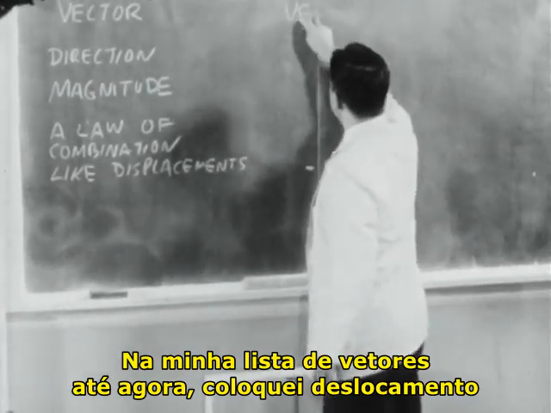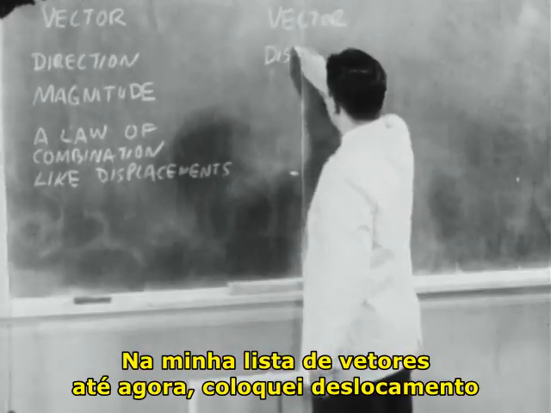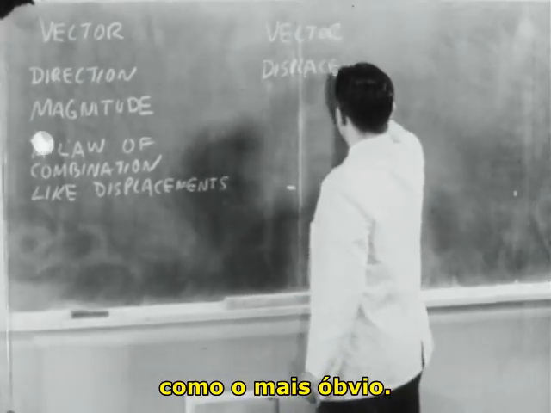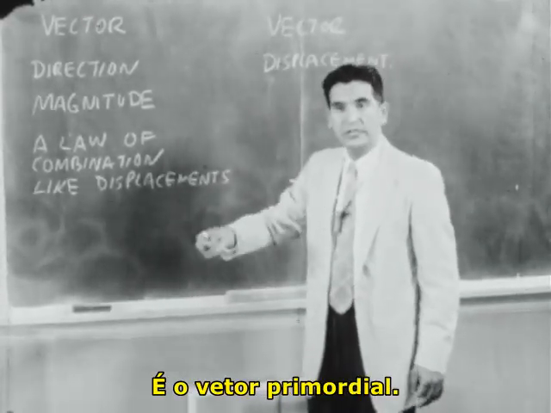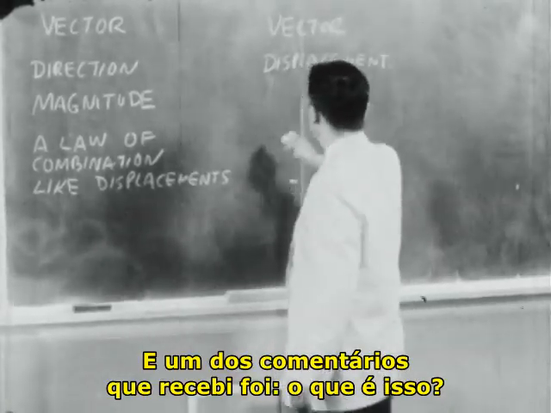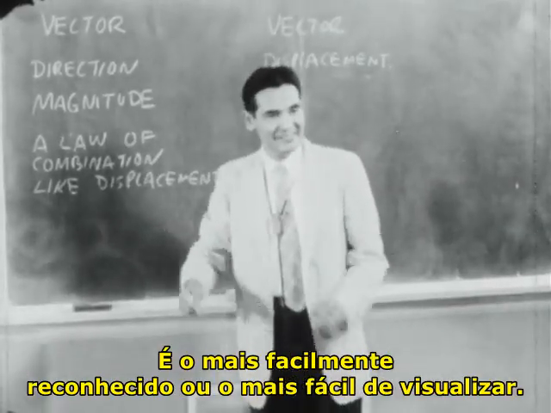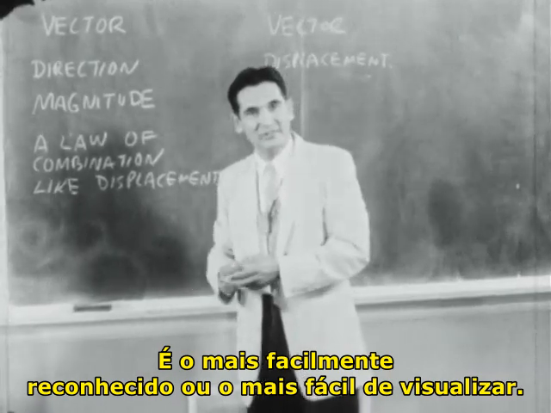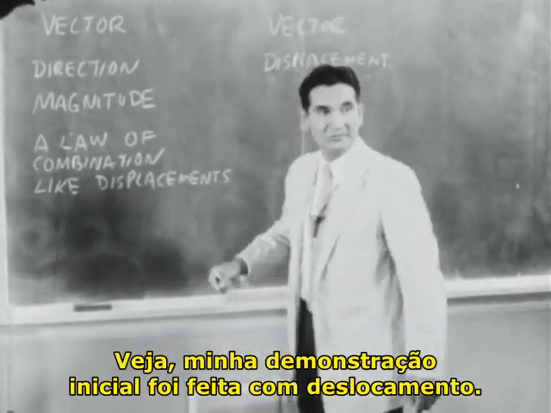In my list of vectors so far, I put down displacement as the most obvious one. In my notes I had put it's the primordial vector, and one of the comments that I got was, what's that? Well, it's the most primitive vector. It's the one most easily recognized, or the one easiest to visualize. You see, my initial demonstration was done with displacement.